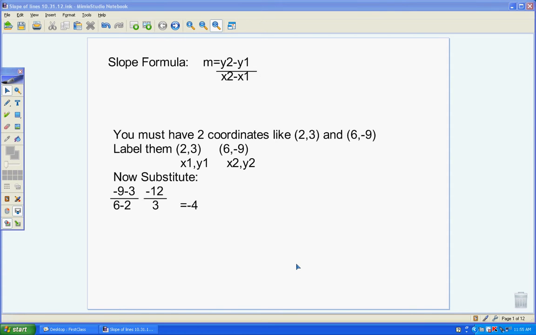So we label x1, y1 because they are x and y from the first coordinate. And then we label x2, y2 because they're x from the second and y from the second. Everybody remember this from distance formula? That is something we've already covered. So we put in y2, which is negative 9, minus y1, which is 3, over x2, which is 6, minus x1, which is 3.